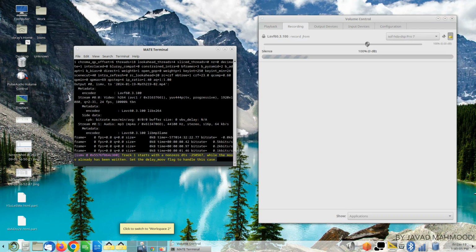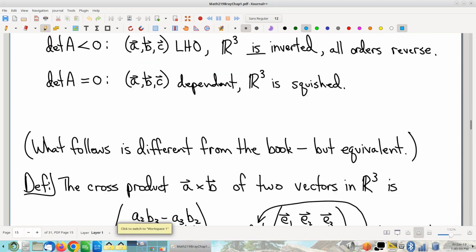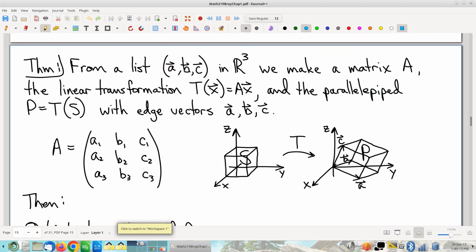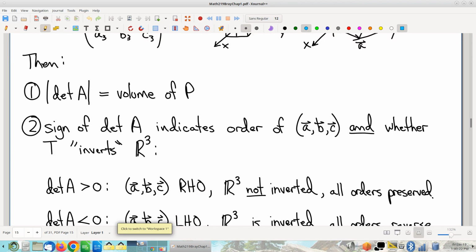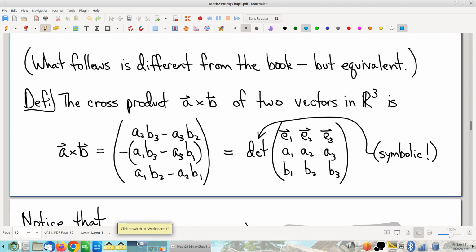Okay, so off we go. Last time we had just finished up talking about determinants, and recall that there's this big theorem here. You may have seen a version of this theorem in your linear algebra class, but I like to make sure everyone's seen this version of it. Anyway, moving along, we're going to start talking about cross products now.